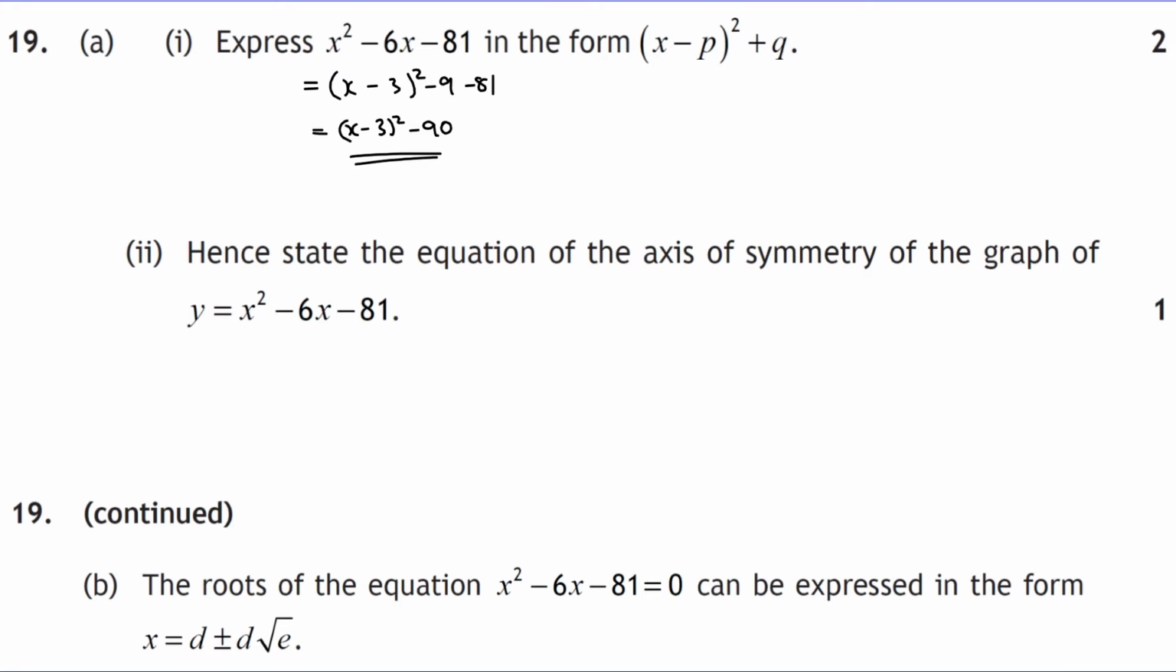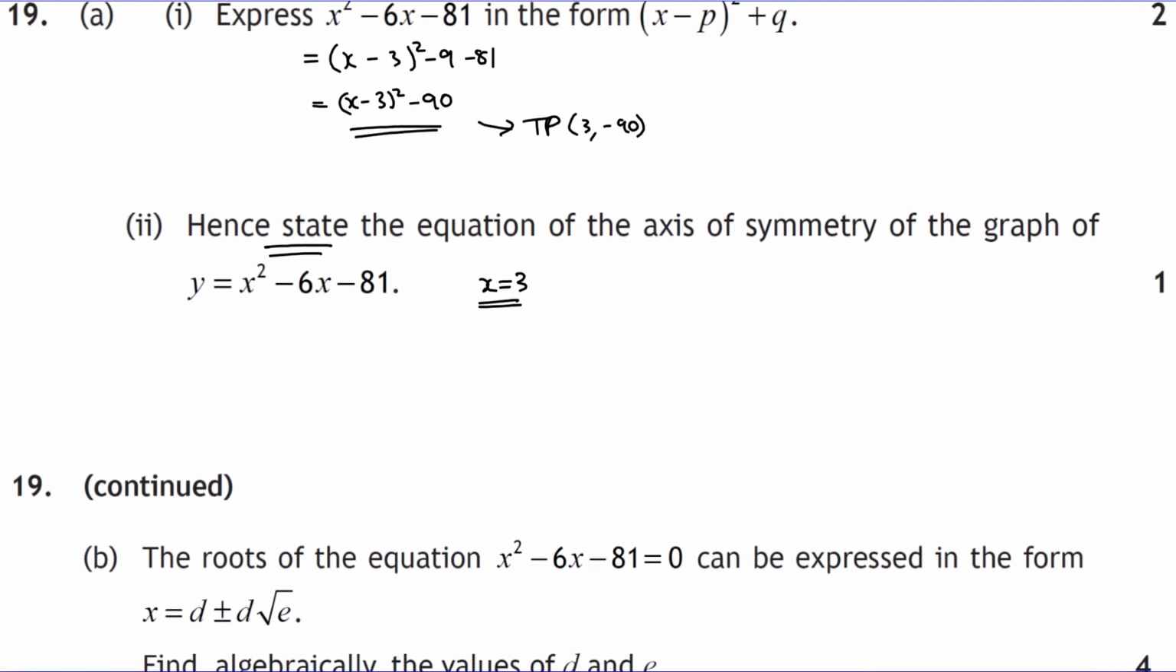Hence, state the equation of the axis of symmetry of the graph of the function that we were given to begin with. Now, the axis of symmetry, if you remember, the completed square form will tell us the turning point. So if we look back to this, the turning point would be 3 from the bracket, so the x coordinate would be 3 and the y coordinate would be negative 90. The axis of symmetry cuts straight through the x coordinate of the turning point. It's a vertical line, so the axis of symmetry is x equals 3. And that's why it's asking us to state, because really we didn't need to do much work to get from x minus 3 to x equals 3 for our axis of symmetry.